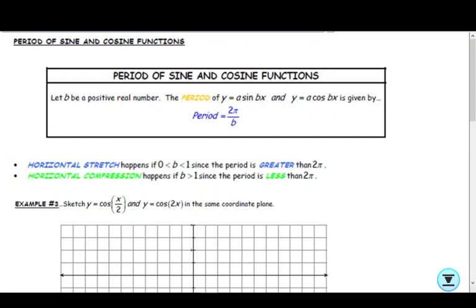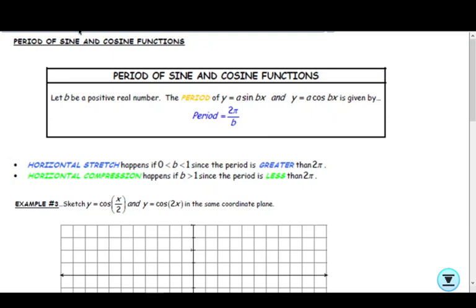So today we're going to be talking about the period of sine and cosine functions. Yesterday we talked about vertical stretch and compression, but today we're going to be talking about the horizontal stretch and compression. Yesterday, when we talked about vertical stretch and compression, we talked about amplitude. Today we're going to talk about period, which is just a fancy way of saying a horizontal stretch or compression.